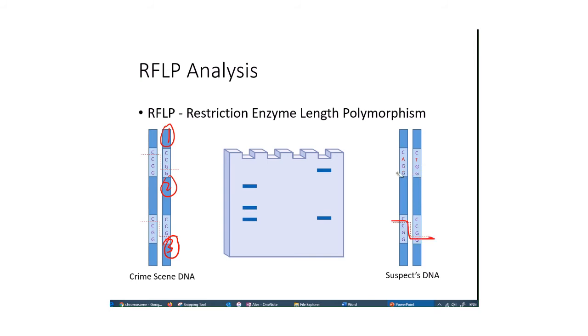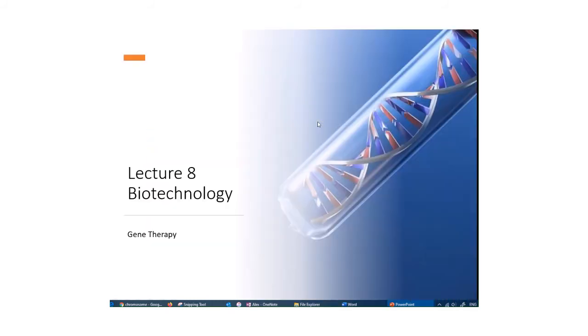You won't be able to cut this like the other one, because the palindromic sequence is no longer present. And so after treating this sample with the restriction enzyme and you load it on a gel, you will only be able to see 2 bands. So based on this restriction fragment length difference, you will be able to tell whether or not the 2 samples belong to the same person.